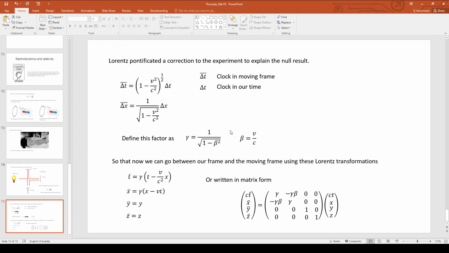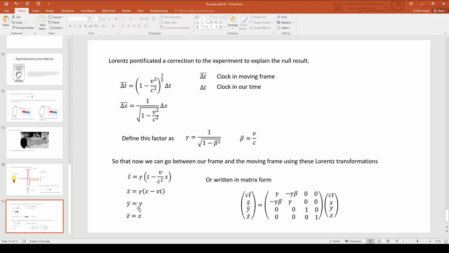And then we can simplify this math because this is always going to be this gamma factor of 1 over the square root of 1 minus beta squared. Beta is v over c, this velocity relative to the speed of light. And so we can actually jump from our frame to this moving frame by having this correction factor and then t minus v over c squared times x. And we can also have this length changes, this position changes by the gamma factor times x minus vt.